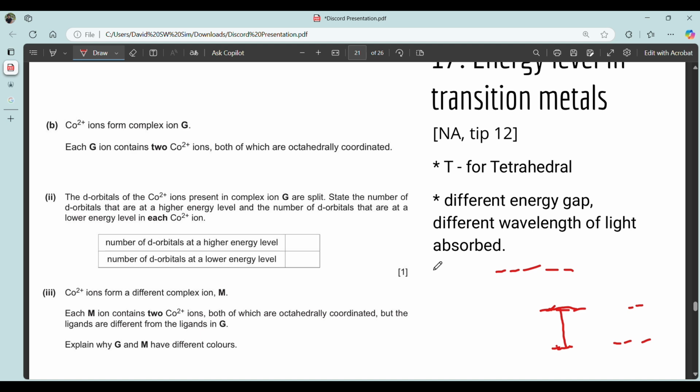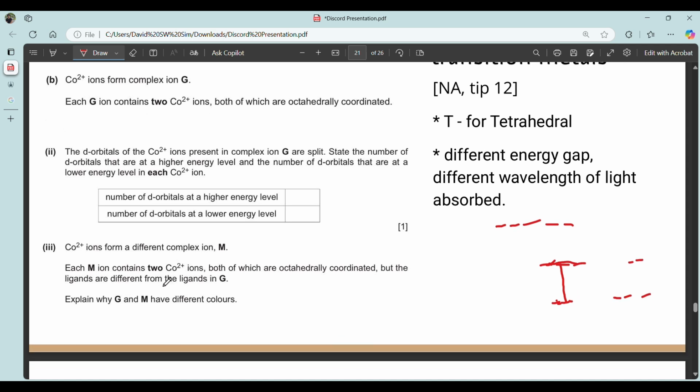Okay, so now the next part, how do you get different colors? Sometimes you can have 2 complex ions that are octahedrally coordinated. Both of them have 2 d orbitals raised to a higher level and 3 at a lower level, but yet the color is different, and the energy gap is different.